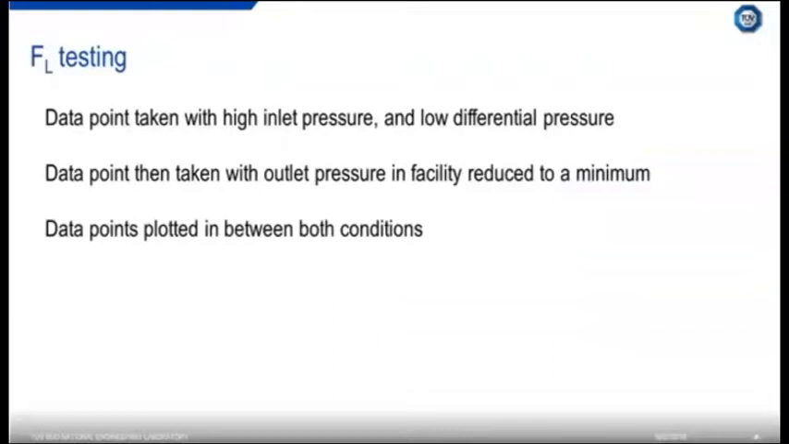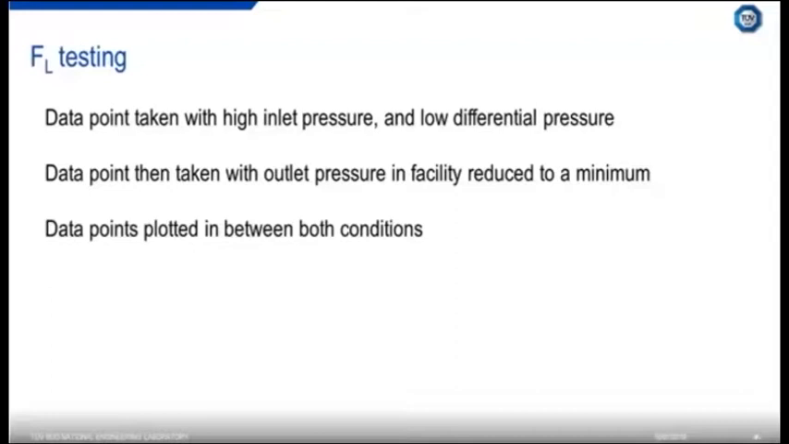So once you've established the flow coefficient of your valve, a lot of the time manufacturers also want to look at FL testing, so pressure recovery factor testing. And the way you determine the FL number is you first take a data point with a high inlet pressure to the valve and a low differential pressure. So basically this is a flow point under normal conditions. You're not trying to choke the flow, you're trying to avoid cavitation as much as possible.